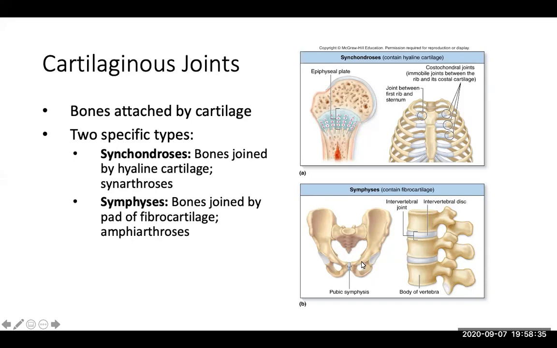You can see examples of these. The pubic symphysis holds your two pubic bones together. That will actually soften and separate during labor, delivery, and late pregnancy to allow a baby to come through the birth canal. And also an intervertebral joint are symphyses, both containing fibrocartilage.